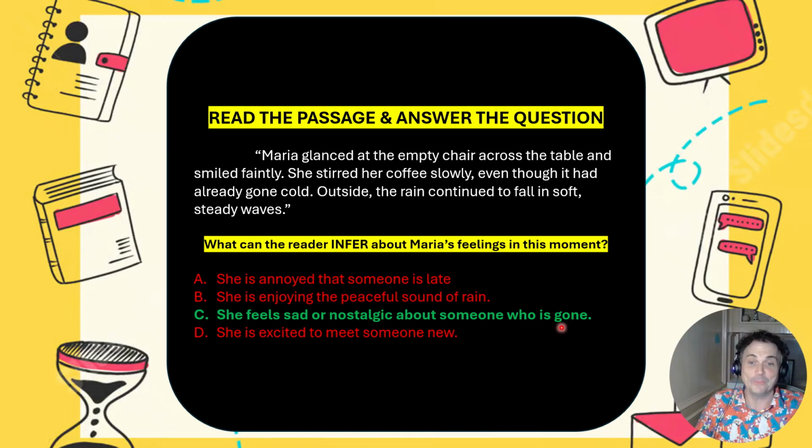Now C, I like C. It's correct. Isn't it always C? Maria is clearly longing or reflecting about something or someone who's gone, right? And D's also a bad answer. Maria's moving slow. She only has a faint smile. That's not the way an excited person acts at all, right?